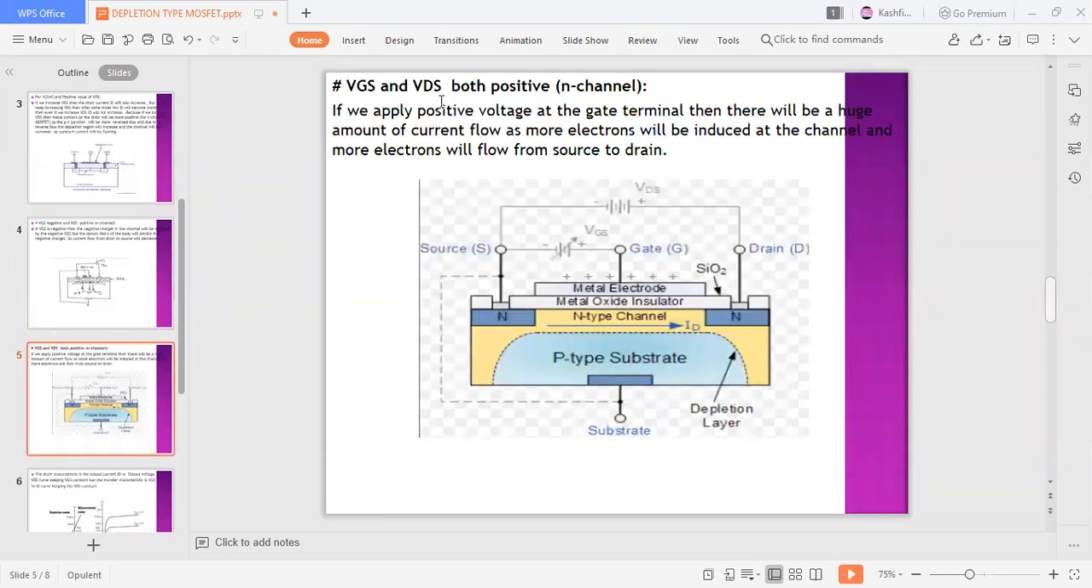Now for VGS and VDS both positive in n-channel MOSFET. If we apply positive voltage at the gate terminal, that is if we make VGS positive, then there will be a huge amount of current flow, as more electrons will be induced at the channel and more electrons will flow from the source to drain. So if we give positive voltage, there will be a huge amount of current.